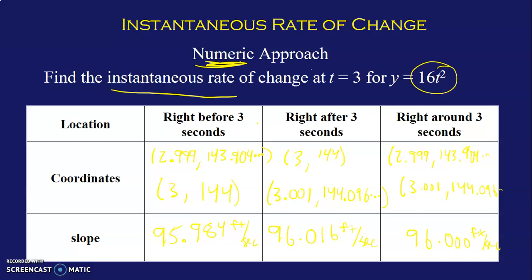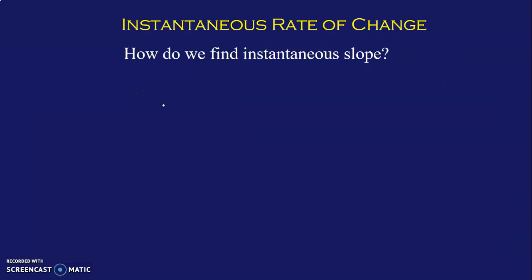All right, so now let's look at the algebraic, which will give us the exact value. So to find the instantaneous slope, you can't just use the slope calculation of 2 points because we only know one of the points. It's going to ask you at t equals 3, for example. So let's think about any given curve.